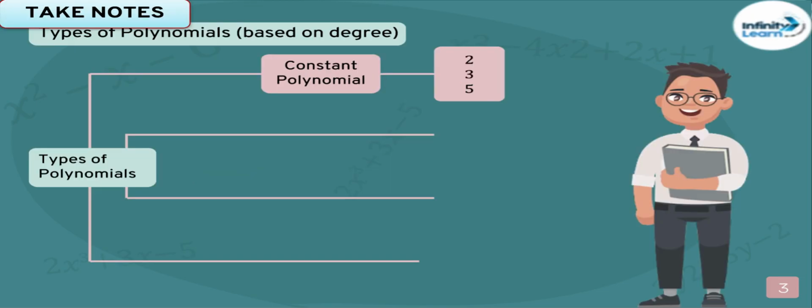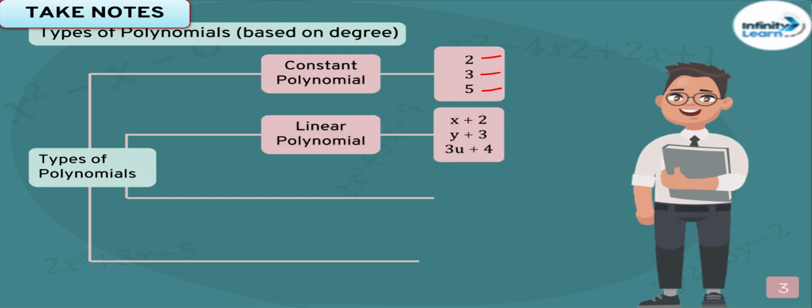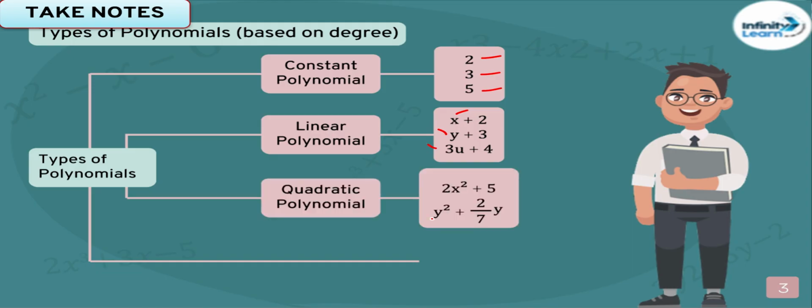Types of polynomial. The first one is constant polynomial. All the numbers come under constant polynomial. Second one is linear. When the power of variable is 1, it is known as linear polynomial. Next, quadratic. When the power of variable is 2, it is known as quadratic.